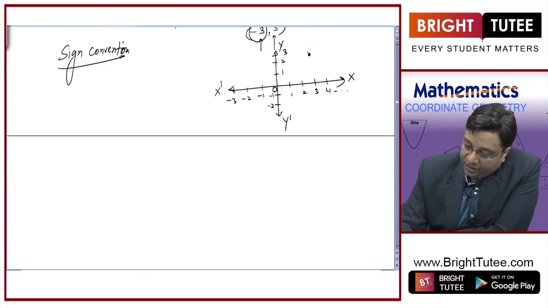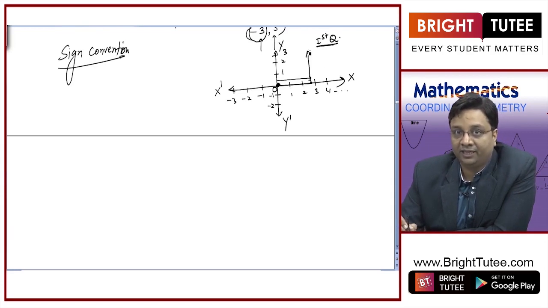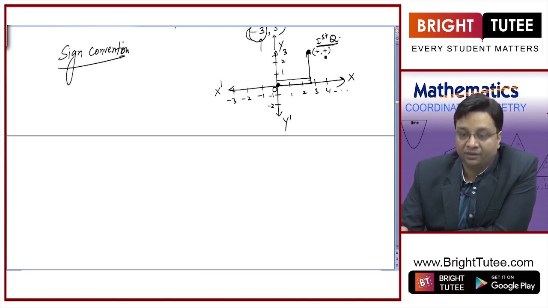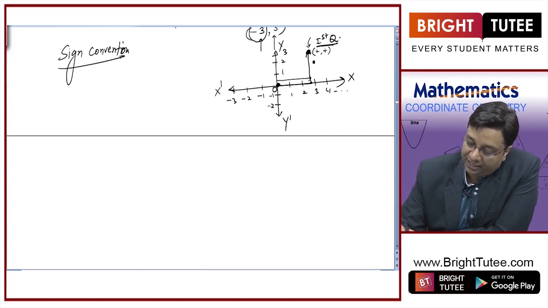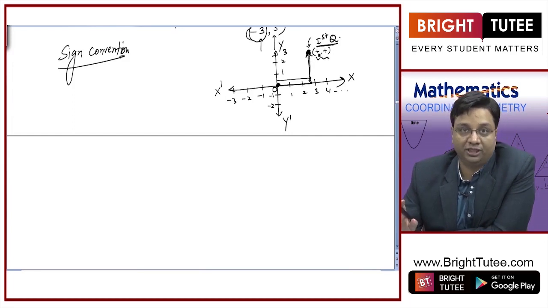Now, if I have to locate a point here, this is my first quadrant. To locate this point, starting from the origin I need to go in the positive x direction, and then in the positive y direction. So the x coordinate will be positive and the y coordinate will also be positive. Why? Because to reach this point, I need to go in the positive x direction first and then the positive y direction. So both coordinates, x and y, are positive in the first quadrant.